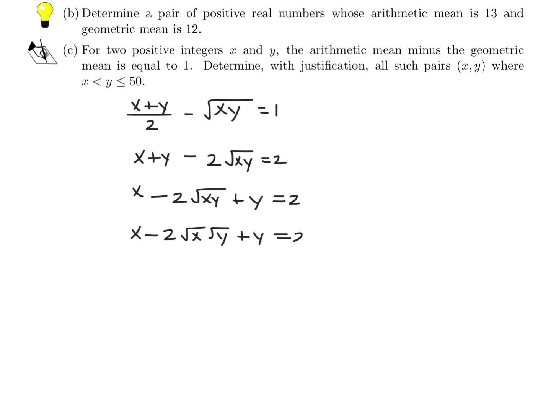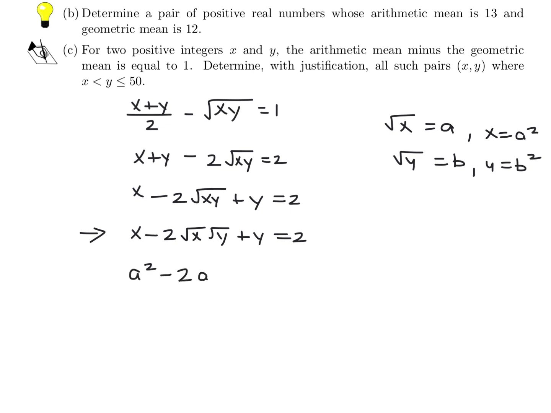Yeah, this looks like it factors, but to make it a little bit easier to understand, I'm going to make some substitutions. Root x equals a and root y equals b, and that way x would be a squared and y would be b squared. I think this would be a little bit easier to understand than roots. So if you plug that in here, this will be a squared minus 2ab plus b squared. Does that look easier? Hopefully.